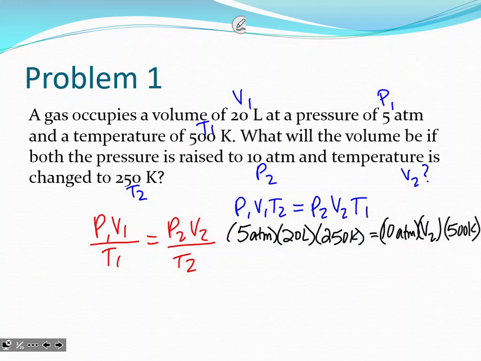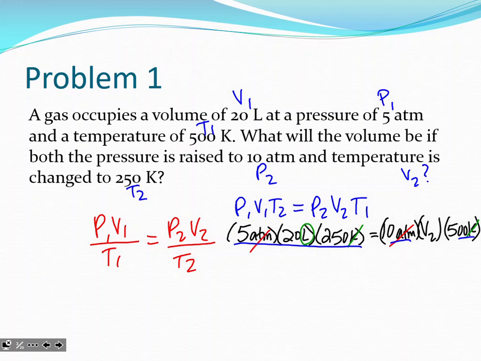Now once again, look for canceling of units. So atms cancel with atms. The Ks cancel with the Ks, so we're left with liters. That's what we want, and we want a volume measurement anyways. Now multiply everything over here and divide it by the 10 and the 500, divided by both of those values, and then you'll get your V2.